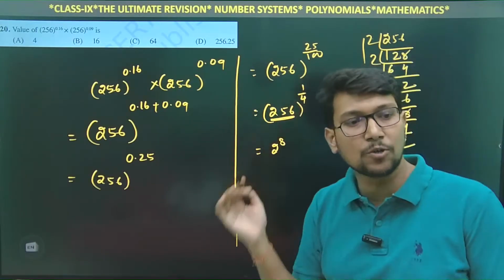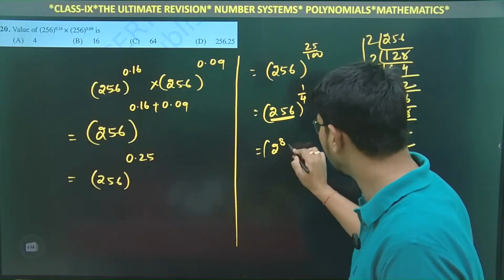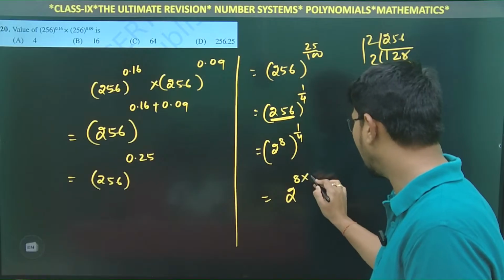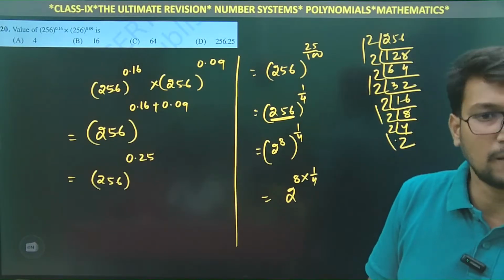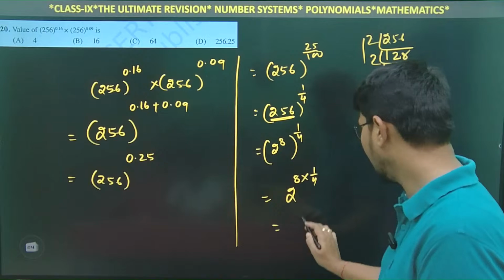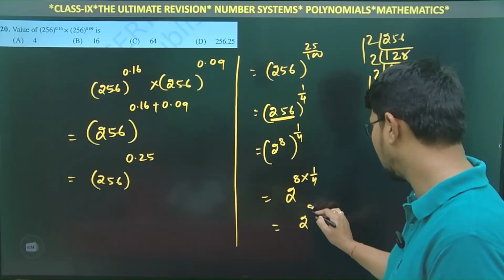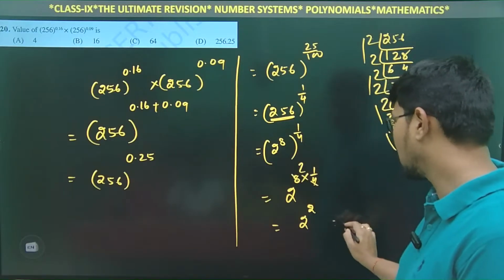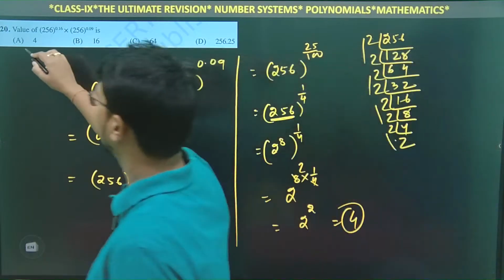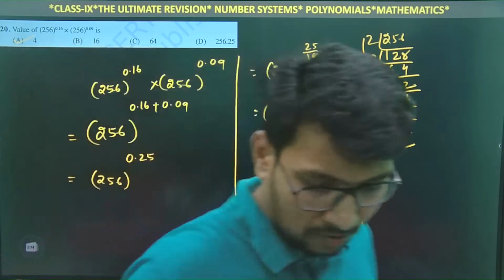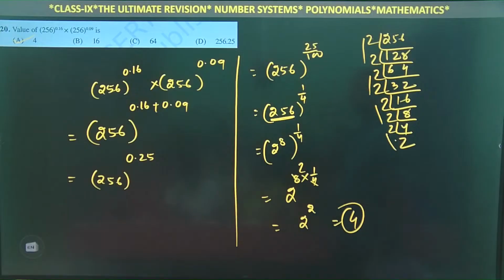This is only 256. 256 to the power 1 by 4. So therefore it will become 2 to the power 8 into 1 by 4 into 1 by 4. Got it? So therefore it will become 2 to the power how much? 4. 2 fours are 8, 2 square is how much? 4. Which one is the answer? Option A is the correct answer. Got it? Chalo, likh do. So first you read the question, then start solving, right?